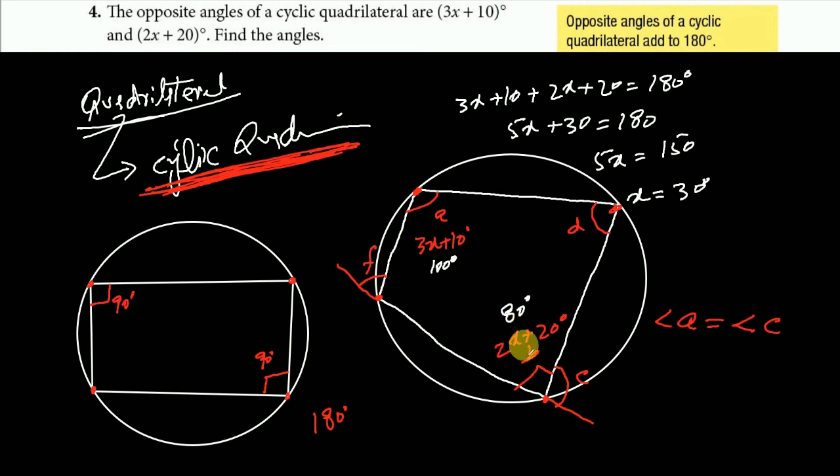Yeah, this is 80. What about C? What will C be? C will be 80. No, 100, sorry. 100. Yeah, C will be equal to the opposite interior angle. Okay, so the angles will sum to 180 degrees.